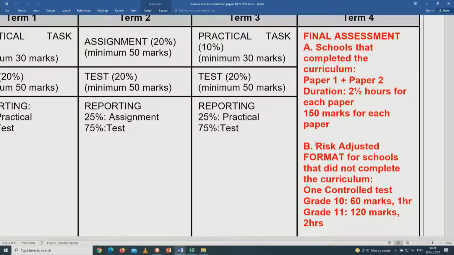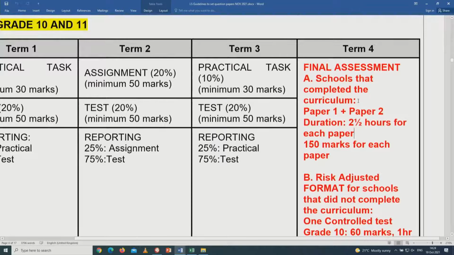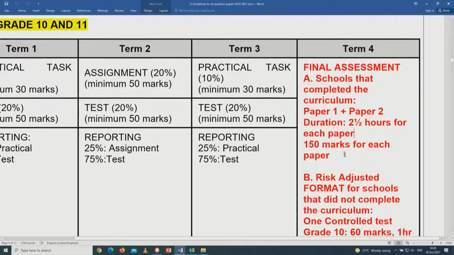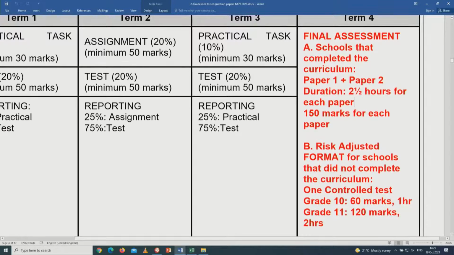So schools must think very, very carefully when they sit down and make this decision. Think of the workload of your children going to study for 2 fully fledged papers, versus the workload of writing 1 test of all the topics of the year. So there are challenges in both. If you take this route as a school, then your papers can be 150 marks for each paper, and your duration will be 2.5 hours for each paper.